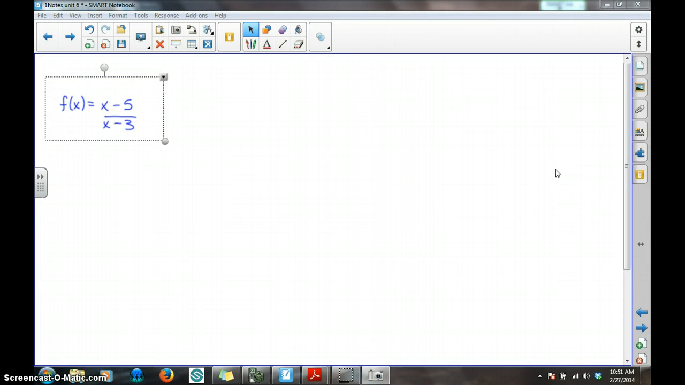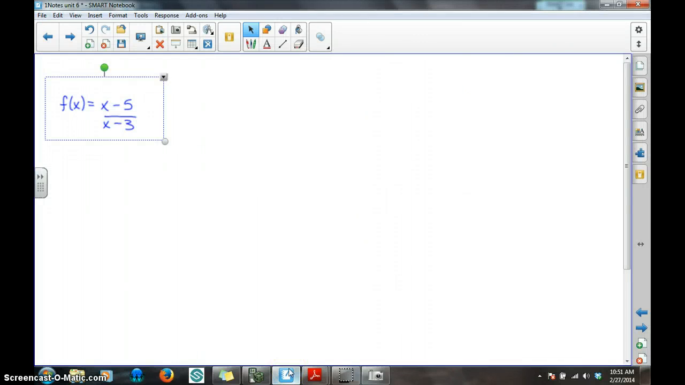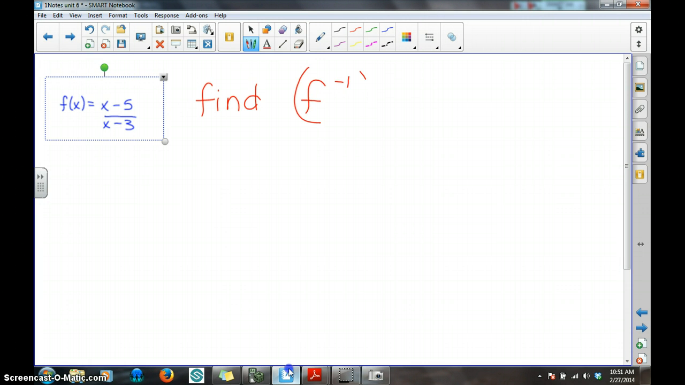I was being impatient. So I'm going to do this two different ways. First, I'm going to find the inverse and then take its derivative. And then I'm going to derive it and then plug into it. Okay? And I am going to do that for what number? I am apparently going to do that for f inverse of 2. So I am going to find f inverse prime of 2.